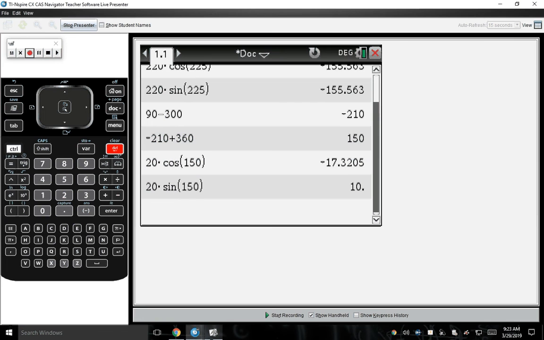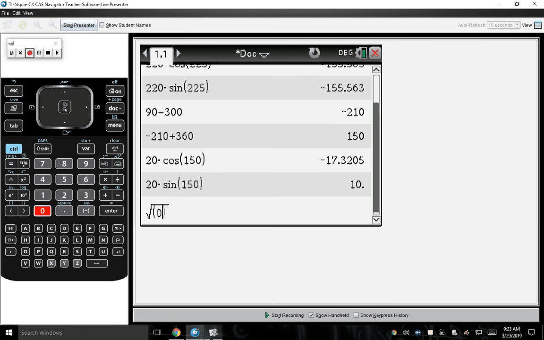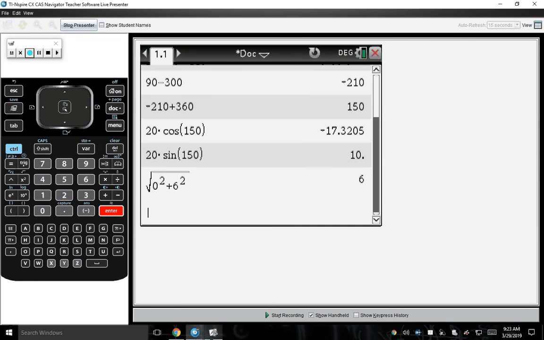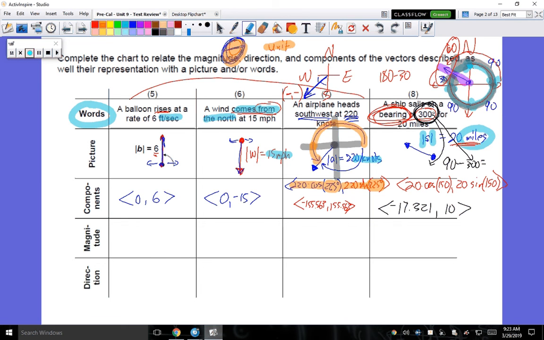So we're going to do the square root of parentheses 0 squared plus parentheses 6 squared. We don't need the parentheses, but I'm doing it just so that you get in the habit, and you see that you get a magnitude here of 6 feet per second. Okay, so 6 feet per second is the magnitude.